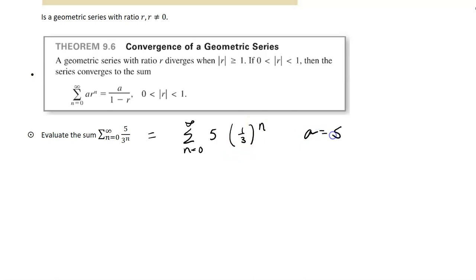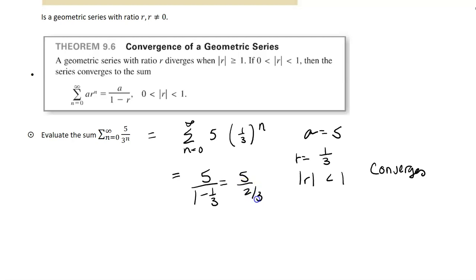A is equal to 5 and r is equal to 1/3. And you can see that the absolute value of r is less than 1. So we know that this converges. And we know that it's going to converge to 5 divided by 1 minus 1/3, or 5 divided by 2/3, which is going to give us 5 times 3/2, or 15/2. So it converges to 15/2.